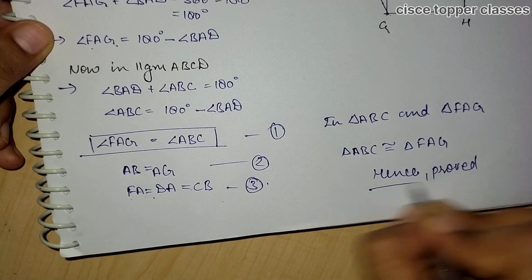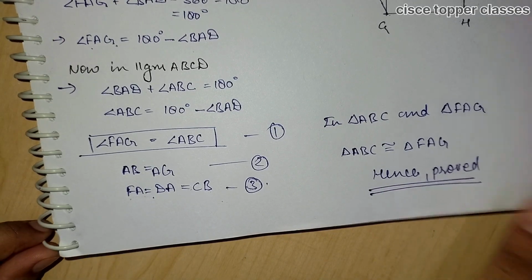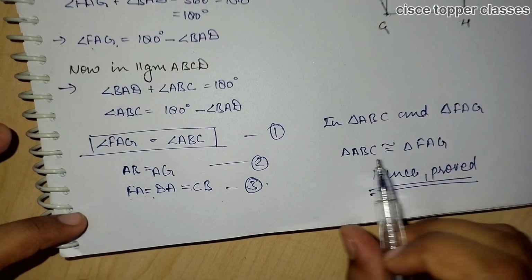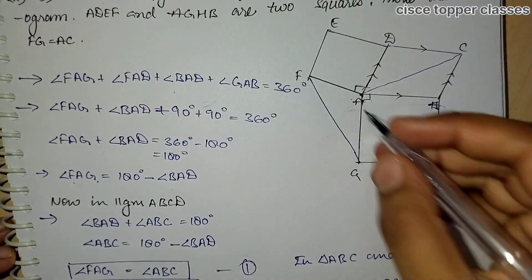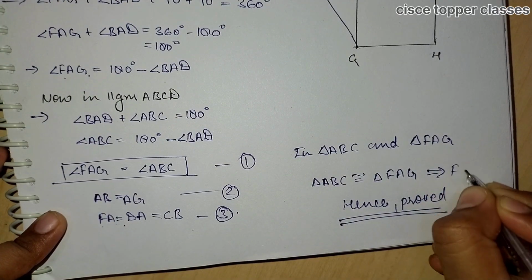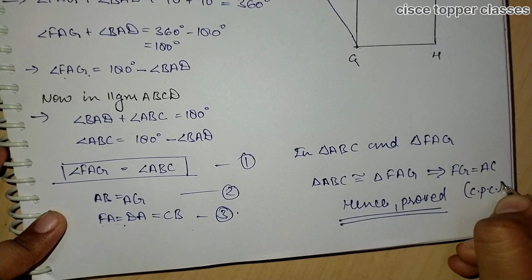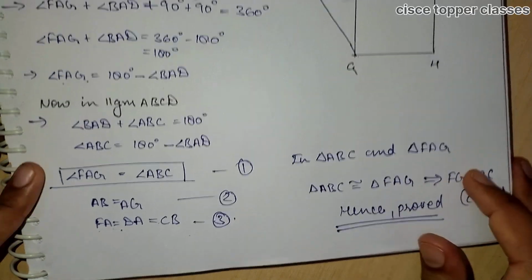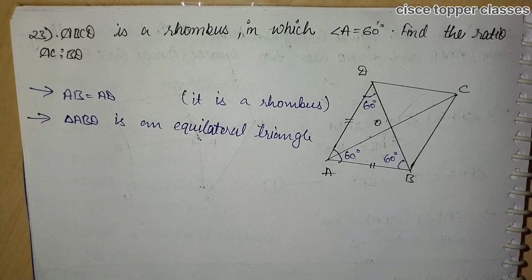This is the main thing which we have to prove in this question. If this is proved, we can simply say that the side FG is equal to AC. So this is what we have to prove, FG is equal to AC by CPCT, hence proved. Now let us solve question 23.